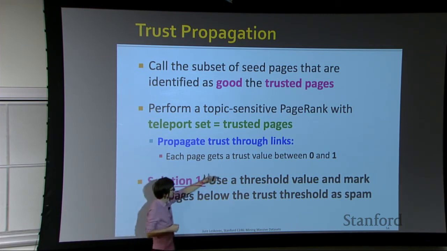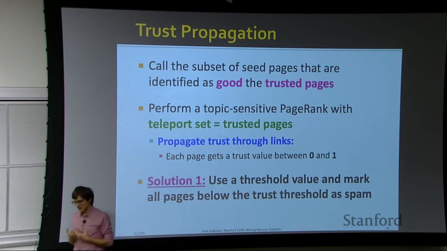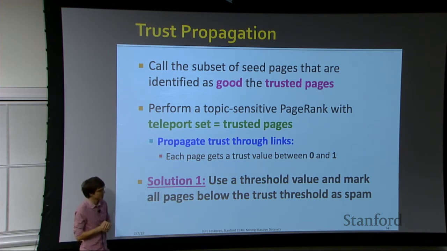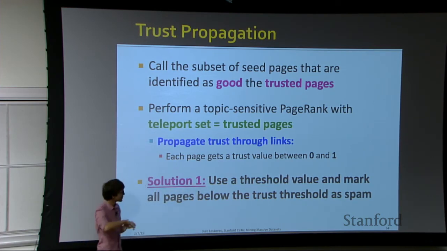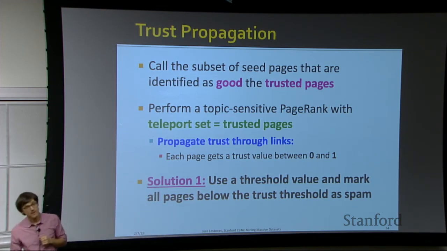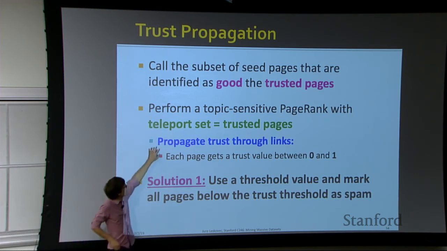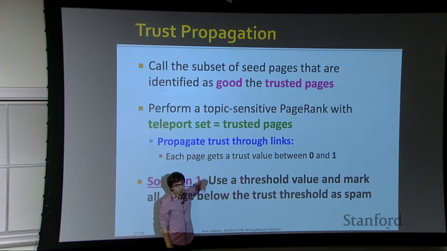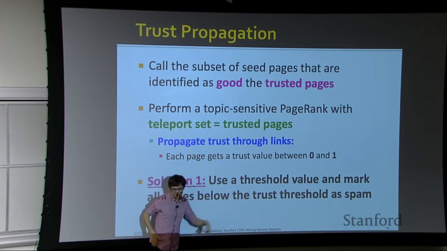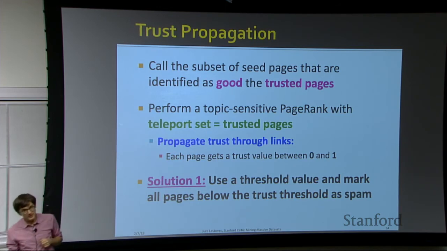Each page gets a trust value between 0 and 1, and my trust is the sum of the trusts of the people that point to me. And whenever I point to someone, I take my trust and equally split it among the people I point to. And there are two solutions. One solution is to simply say, I'll use some threshold value and mark all pages below that threshold value as spam. Okay, so that's the first solution. The idea is to run personalized PageRank with a teleport set to the trusted web pages. You now have the proximity of every other page to this trusted set. If pages are far away from the trusted set, we don't trust them, we cut them out.